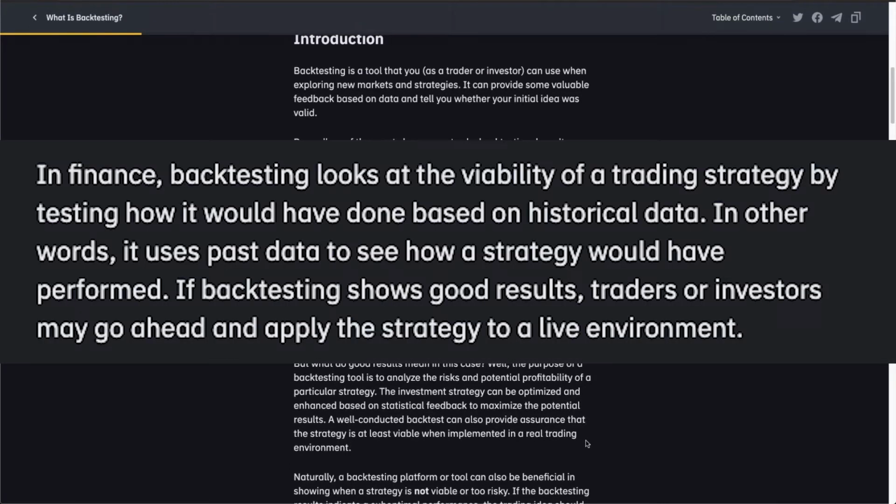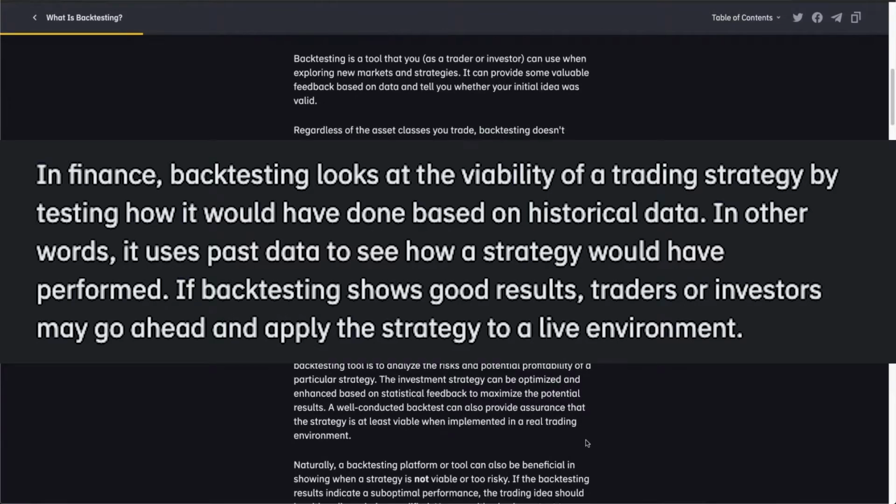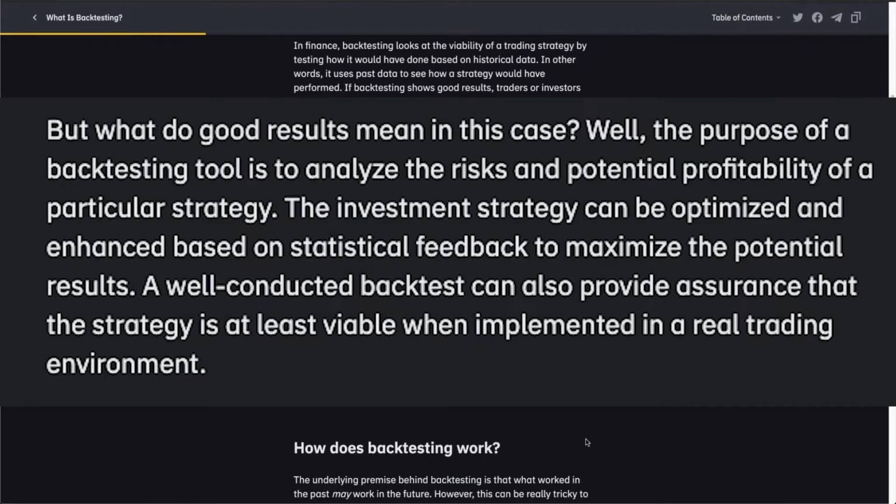In finance, backtesting looks at the viability of a trading strategy by testing how it would have done based on historical data. In other words, it uses past data to see how a strategy would have performed. If backtesting shows good results, traders or investors typically go ahead and apply the strategy to a live environment. Now, what do good results mean in this case?